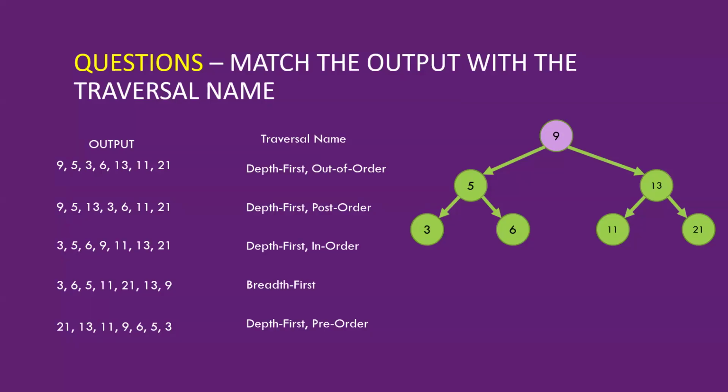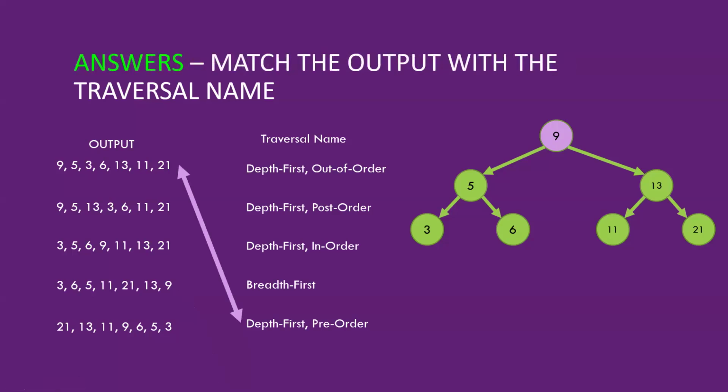In order traversal, depth first in order, would be 3, 5, 6, 9, 11, 13, 21, right? So 3, 5, 6, 9, 11, 13, 21. That should be the in order traversal. So you should slowly be able, through process of elimination, to figure out which one of these goes with which one of these, okay? And so I think our answers here are sort of here, pre-order.